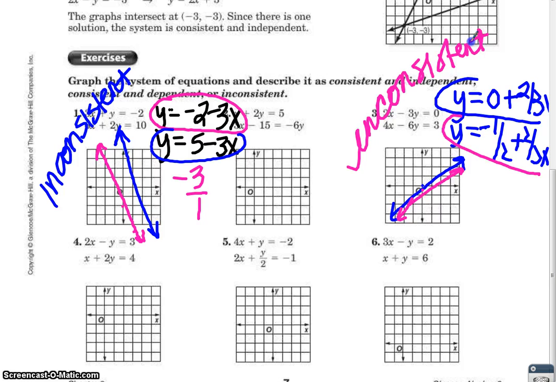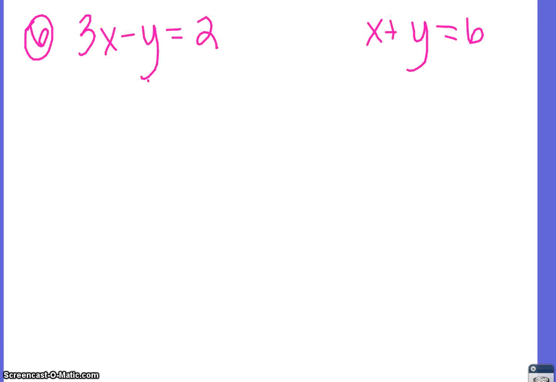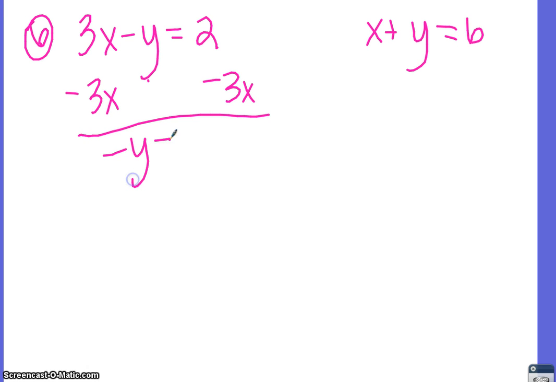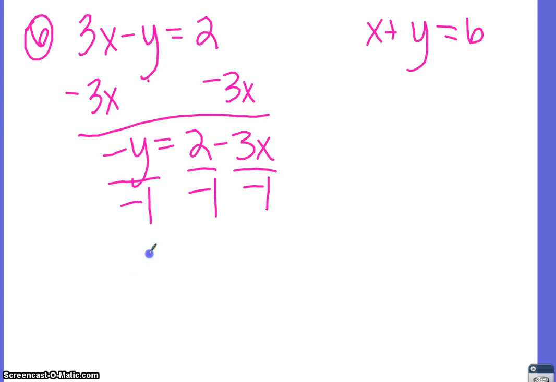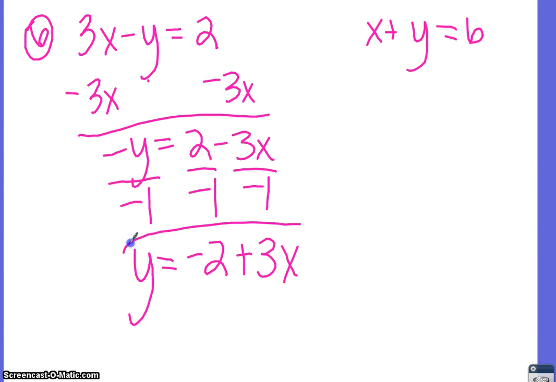I have 3x minus y equals 2 and x plus y equals 6. So let's solve 3x minus y equals 2 first. Here I'm going to subtract 3x from both sides. I end up with negative y equals 2 minus 3x. Now remember, what number is in front of that negative y even though it's not written? That's right, a negative 1. So I have to divide everything by negative 1 because I cannot have a negative y as my answer. So I should end up with y is equal to negative 2 plus 3x.